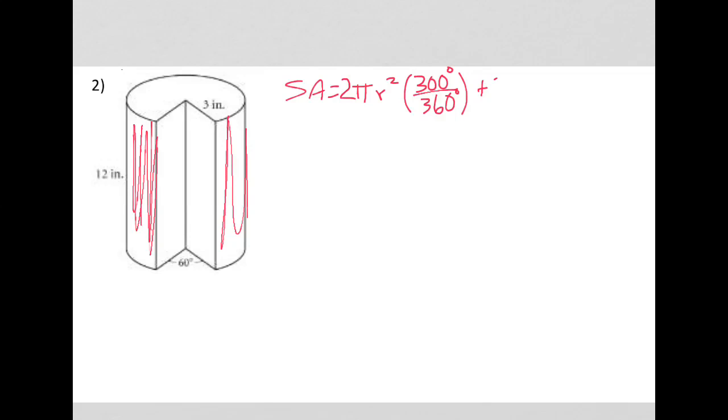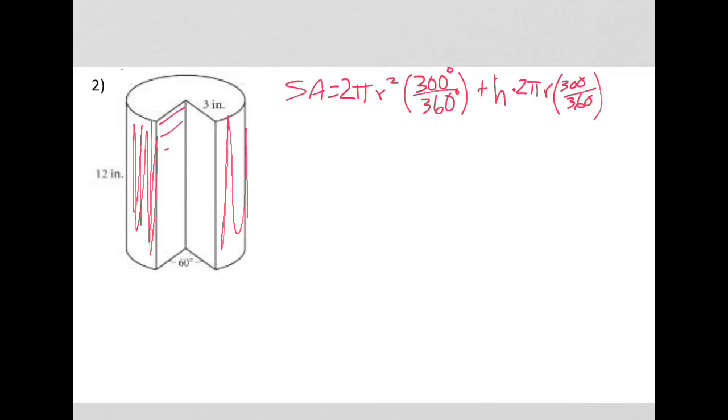So we could say that is going to be our h, times the circumference, which is going to be 2 pi r. But again, it's not a full circle, so we should only multiply that by the fraction of the full circle that we have, which again is 300 over 360. And that would get us that outer area right there.